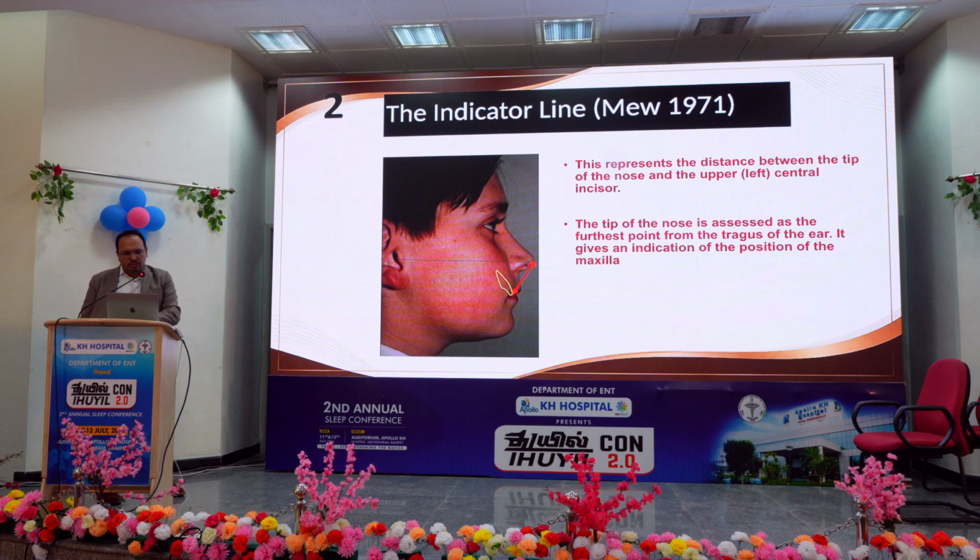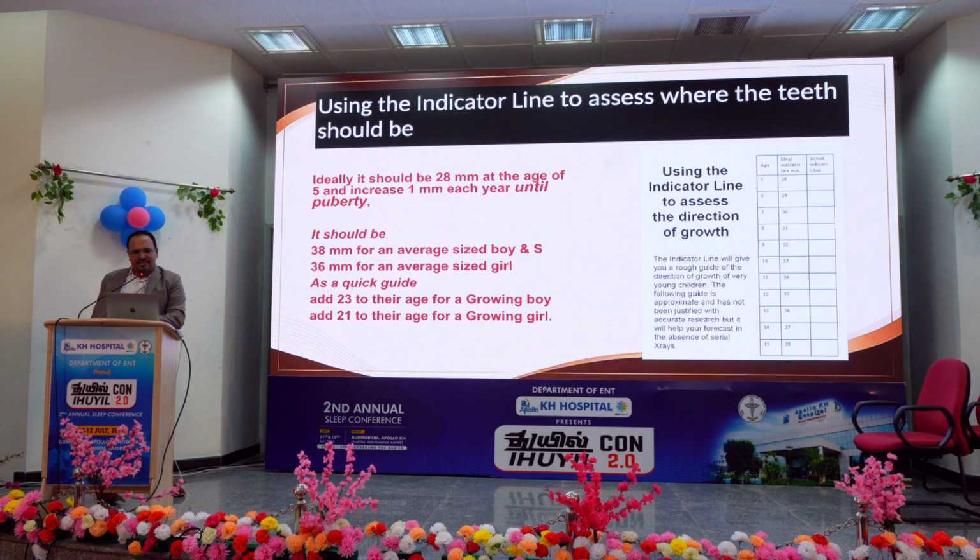The new scale you use goes from the incisor surface to the tip of the nose, at the tragus of the ear, the furthest point. You take the measurement and then you assess whether there is excess or not. Normally, it should be 28 mm at the age of 5, and this increases 1 mm each year until puberty. So it should be about 38 mm for an average size boy and 36 mm for an average size girl.